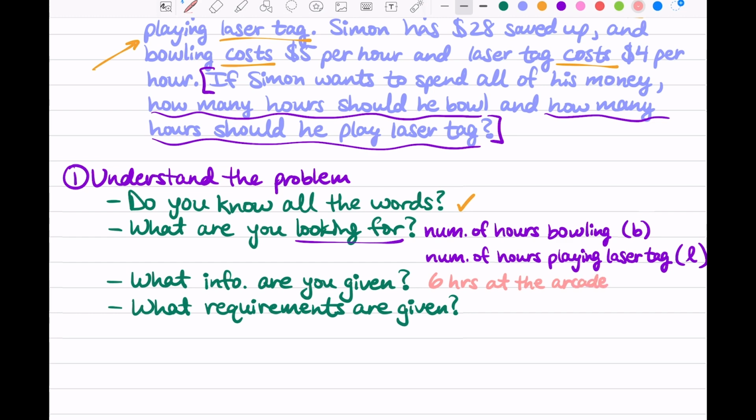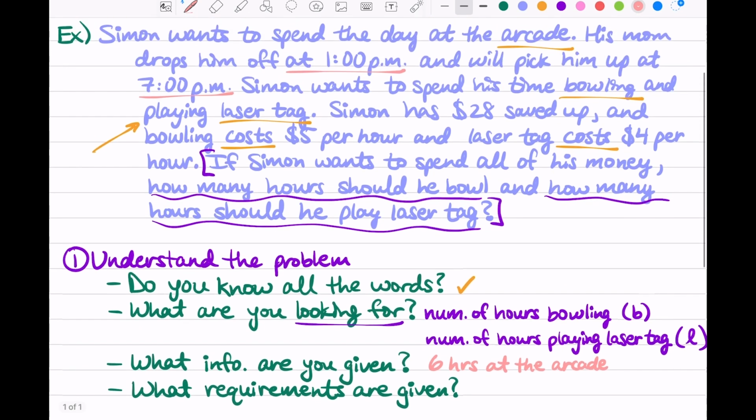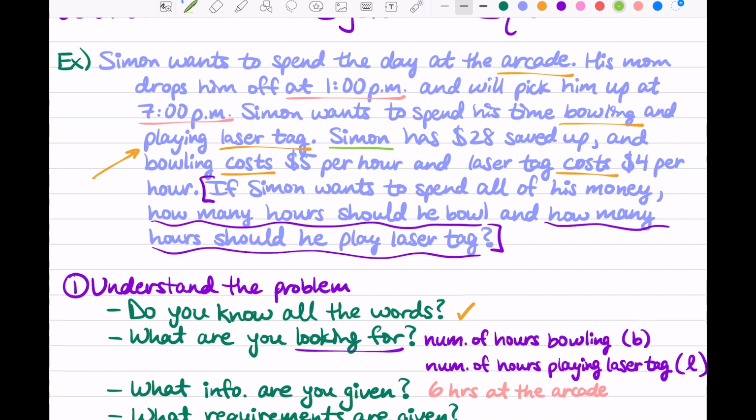Okay, so far we know that Simon is going to spend 6 hours at the arcade, bowling and playing laser tag. Moving on to our last question. What requirements or conditions are given? We're told that Simon has $28 saved up, and he wants to spend all of his money. So that's a requirement that this problem gives us. Simon wants to spend exactly $28.